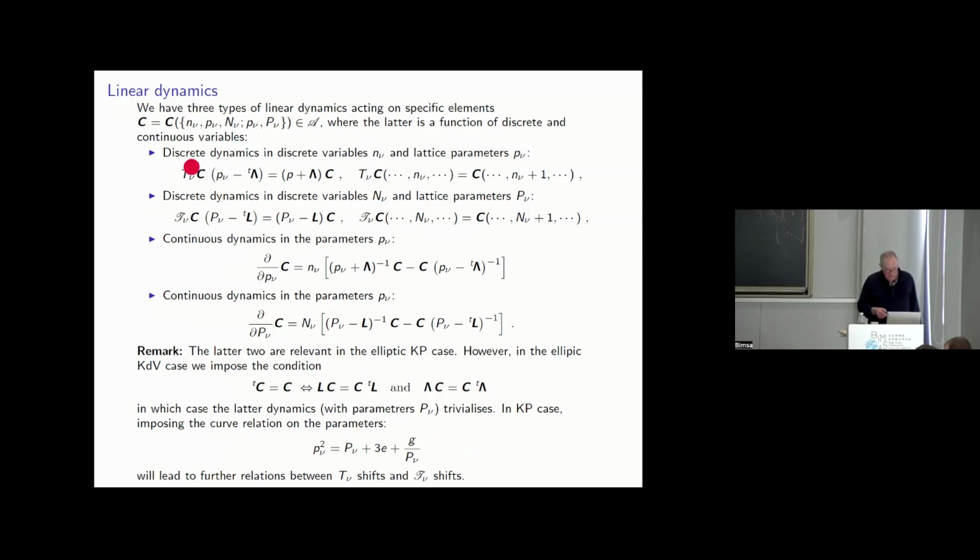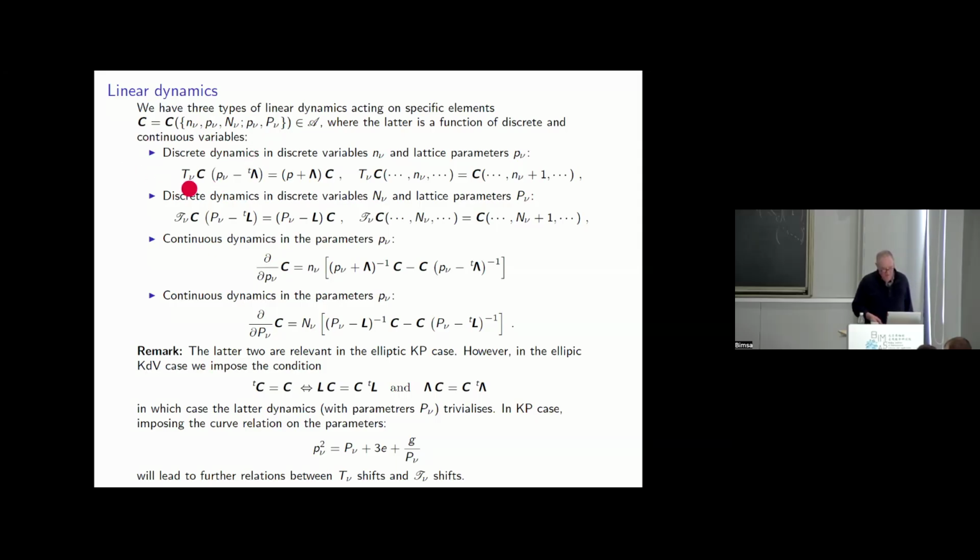In particular, you can have dynamical variables like little n and capital N. Little n are like the n and m variables that we have in our system. Capital N are not very relevant for our KdV case, but they play a role when you look at the KP generalization, the multidimensional generalization of the system. And then you have these lattice parameters little p and capital P, which are associated to each other on the curve.